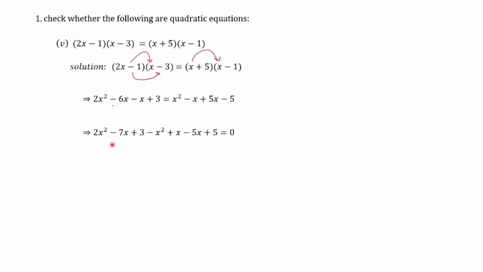All this term will remain as it is, only this right hand side I'll carry to the left hand side, and all this sign will change. So this one and this one will give me x square, this minus 7x with this will give me 12x, and this I will remain as it is, and this one with this will give me 8.